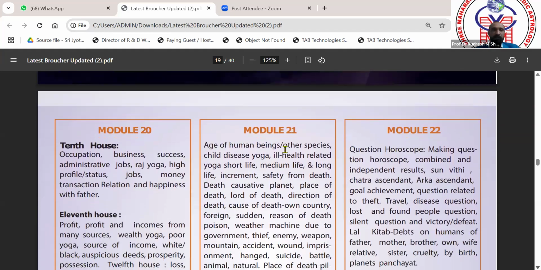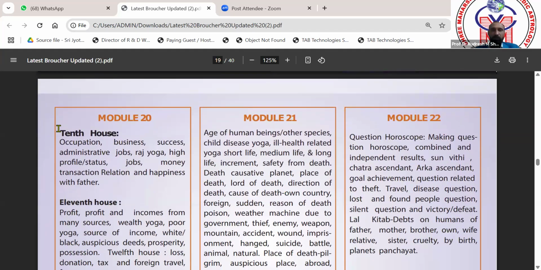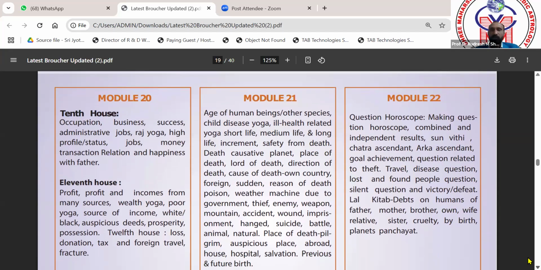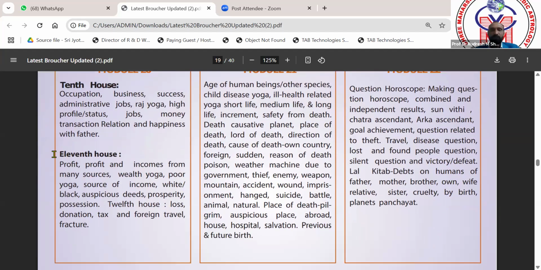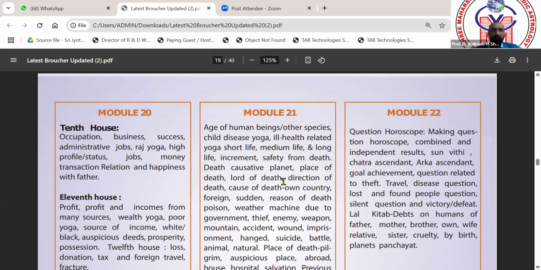And your module 20 will give importance to the 10th house, where you will be learning about the career of a person, which includes the Raja Yoga also, Neechabhanga Raja Yoga also. And your 11th house is also focused on in terms of profit and losses, or the sources of income, and also wealth creation. And your 12th house is also included in this, where you will be able to understand about foreign travel, about research, about your ancestral property, and many more things.